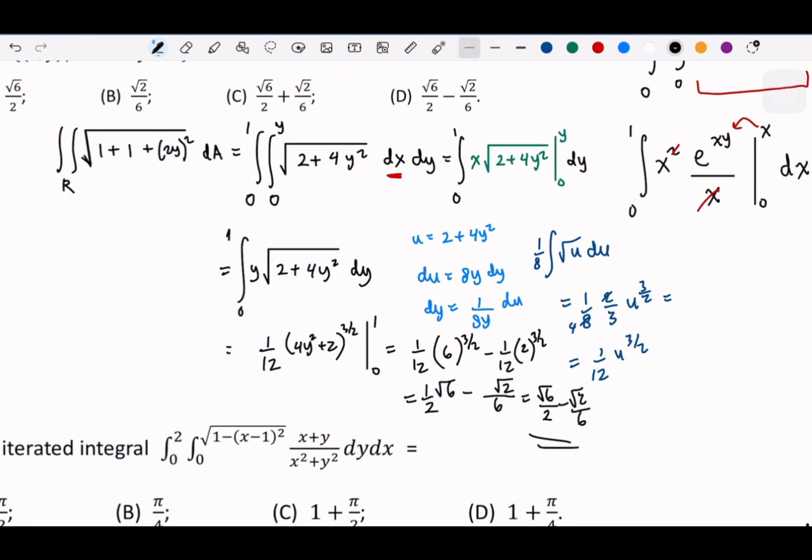Meaning if we take 2 and 6, this will be u. So 2, 6 gives square root of 6 minus square root of 2, right? Same. Yeah, maybe easier that way.